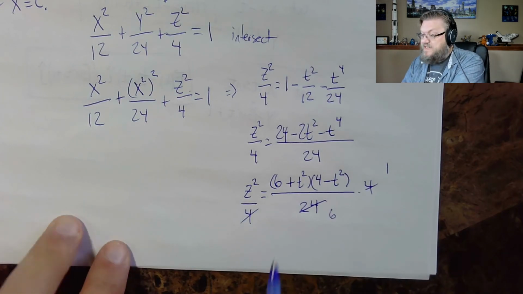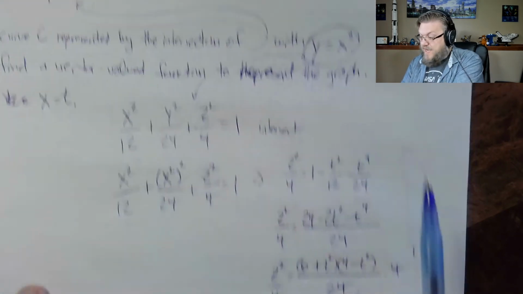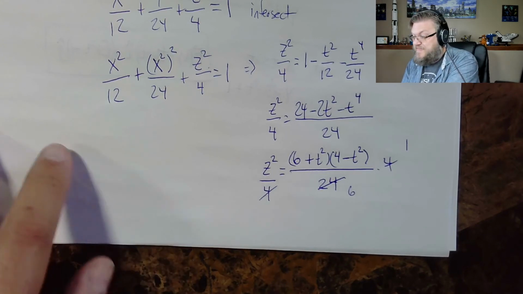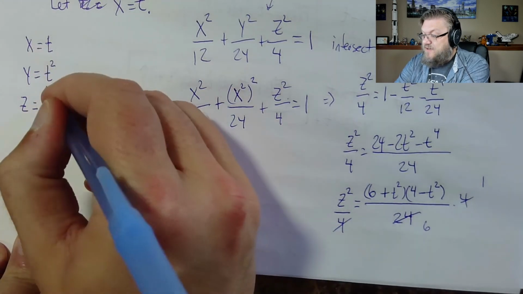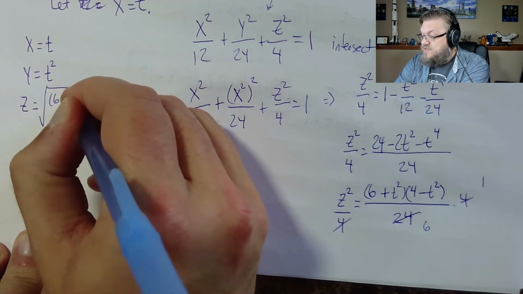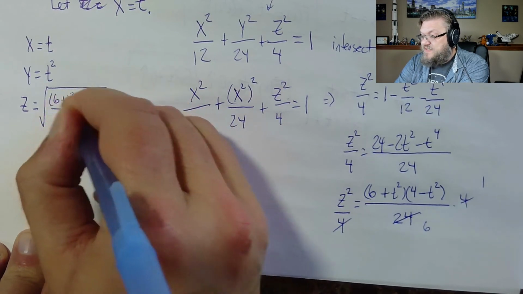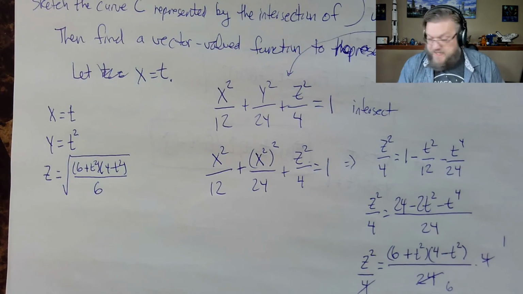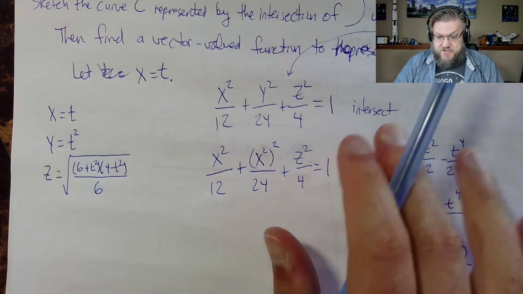And now, because I know z is positive by decree, I can safely take the square root and then take the positive square root. So this tells me that z equals the square root of (6 plus t squared) times (4 minus t squared) all over 6. Ooh, that's not the prettiest, but indeed that is a parameterization. And the t value goes from what to what? Oh, that's an interesting question as well.